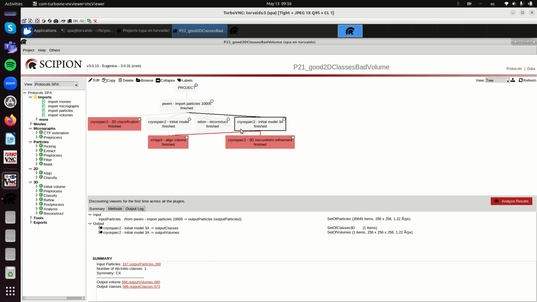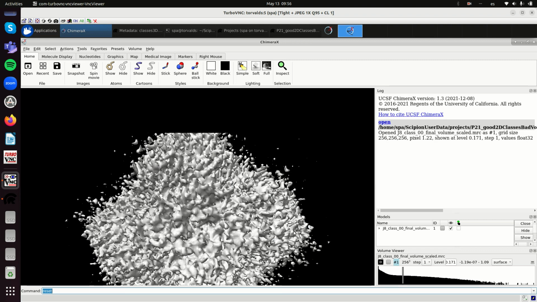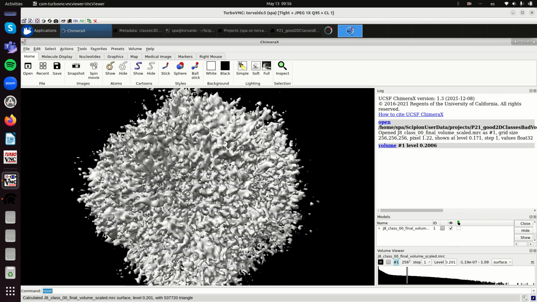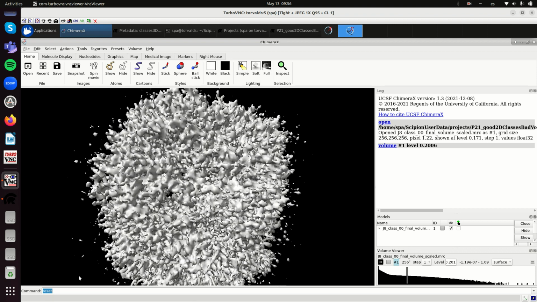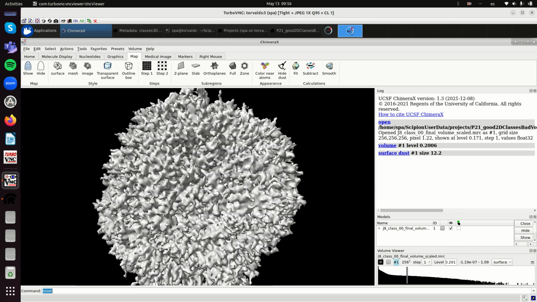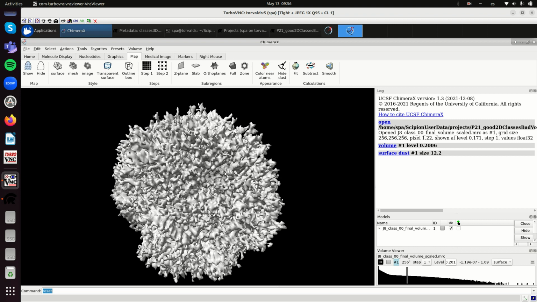And the structure that you get here doesn't seem to be correct. Let's open it this way too. There is a lot of details, but those are pretty artifactual. Actually, we can try to hide dust. There are a lot of details, but sometimes it is difficult if you don't know your protein to say this is a protein, this is not.